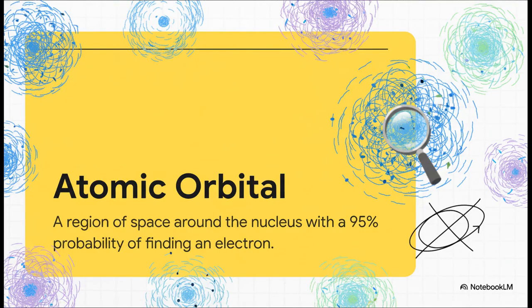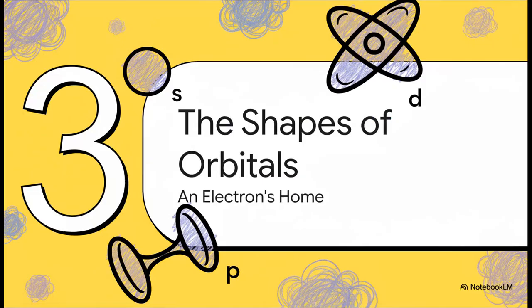Now here's the crucial point, and it's a bit of a mind bender. An orbital isn't a fixed path. It's not like a train on a track. It's a cloud of probability. It is the specific region of space where there is a 95% chance you'll find that electron at any given moment. It's all about statistics. And believe me, these probability clouds can get really, really weird.